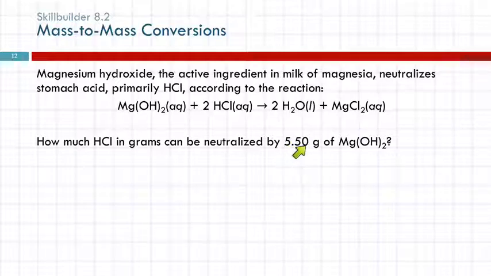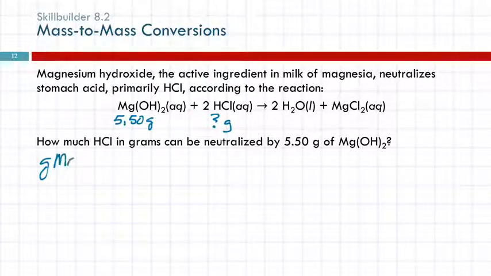So we need this number, and we need the question, and we need our balanced chemical equation. So I'm going to write 5.50 grams under the formula for magnesium hydroxide, because I have that many grams of this thing. And then the question, how much HCl in grams? So here's HCl. So this is my question, and the unit I want there is grams. So now we have a path, grams to moles to moles to grams.